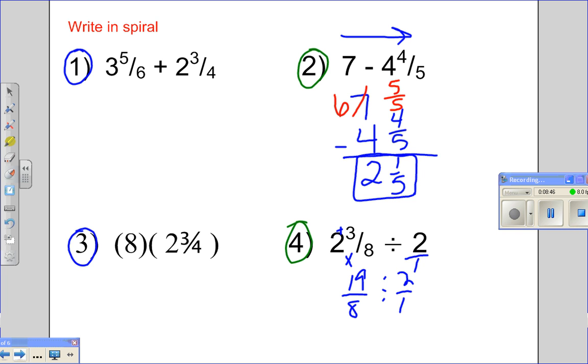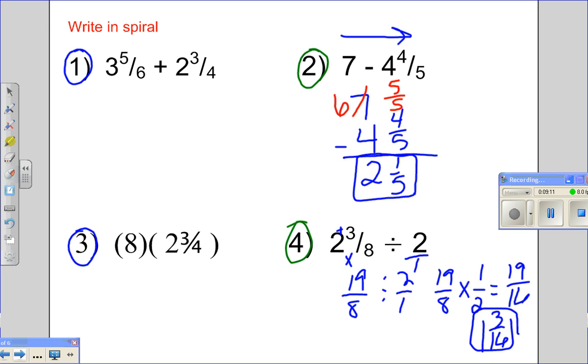Now we go through our keep, change, flip. We look to cross cancel, which we can't in this case. So if we just multiply straight across, we get 19 over 16. And then when we convert this back into a mixed number, 16 goes into 19 one time with 3/16 remaining.